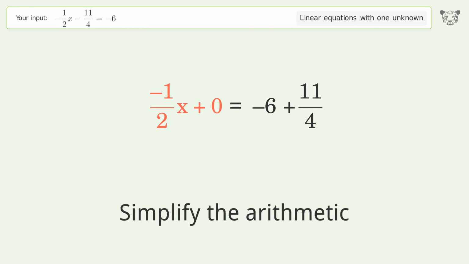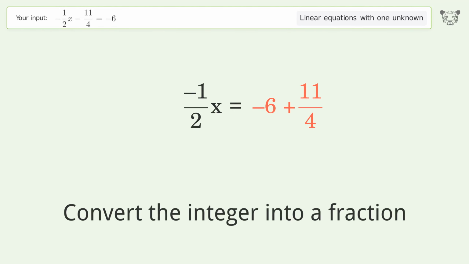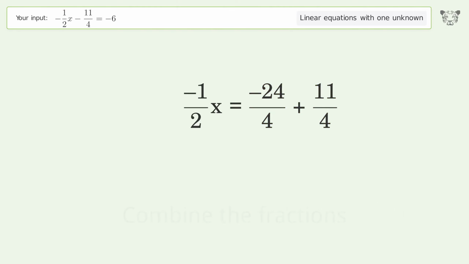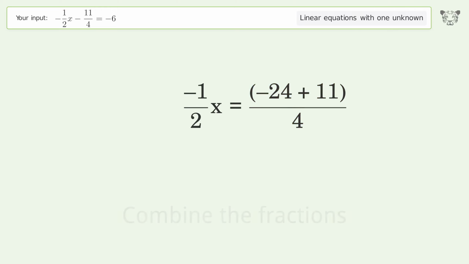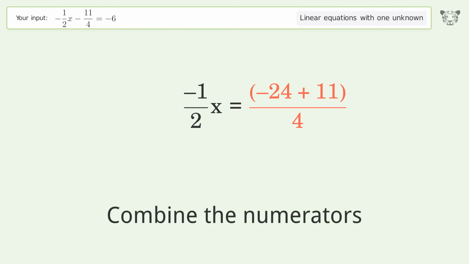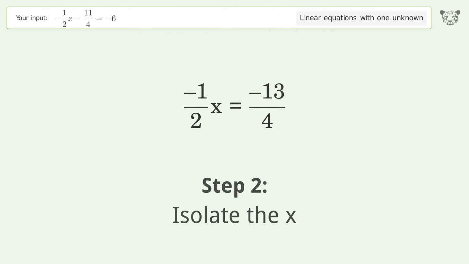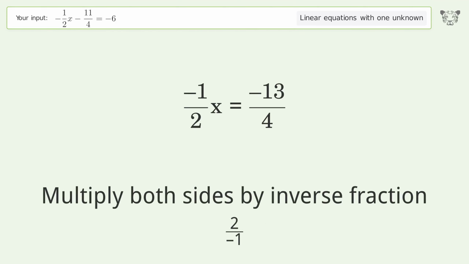Simplify the arithmetic. Convert the integer into a fraction. Combine the fractions. Combine the numerators. Isolate the x. Multiply both sides by inverse fraction 2/-1.